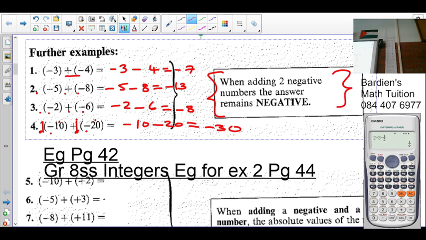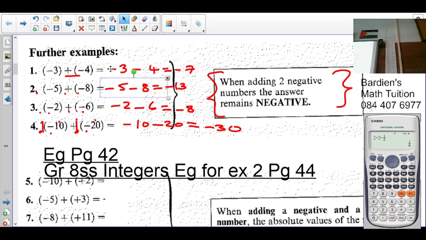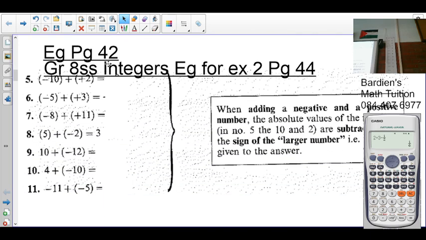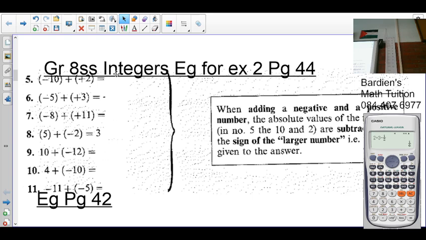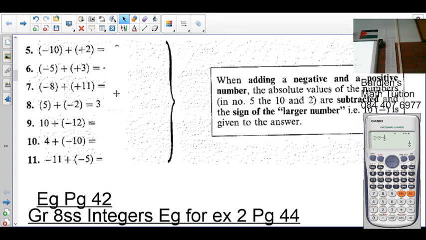And then we wrote this rule down. When adding two negative numbers, the answer remains negative. Not so? And we add the numbers, in other words. As you can see in the first case, 3 plus 4 is 7, but both are negative, so it's minus 7. See, the signs are the same here. 5 plus 8 is 13. The sign is negative. See, the signs are the same again. 2 plus 6 is 8, and the sign is negative again, and so on. Okay. So as long as the signs are the same, it's as if we're adding the numbers, and it retains the sign of the terms.